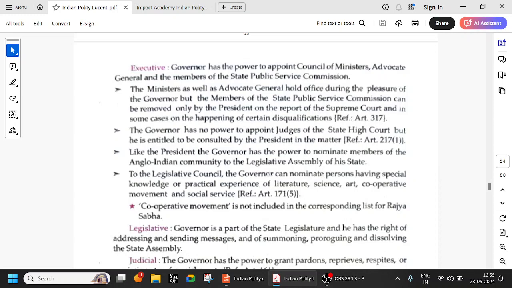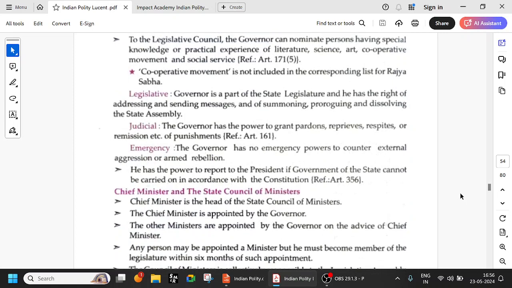So to the legislative council, the governor can nominate persons having special knowledge or practical experience of literature, science, art, and social service. That is common for both the Parliament, the Rajya Sabha, and the council. Only thing extra is cooperatives, because cooperative movements are more prominent in the states. The states benefit more from these cooperatives. Okay, so cooperative movement is not included in the corresponding list for the Rajya Sabha. So it is a special inclusion for the legislative council. So those are the executive powers of the governor.